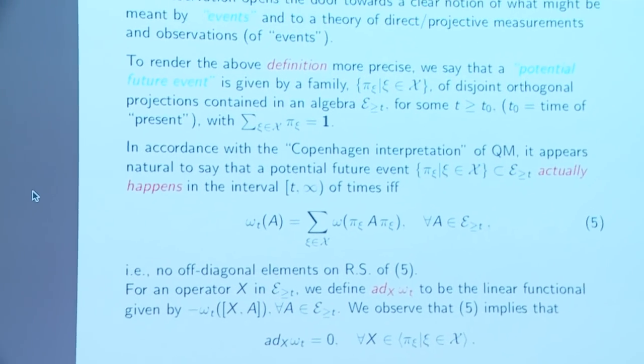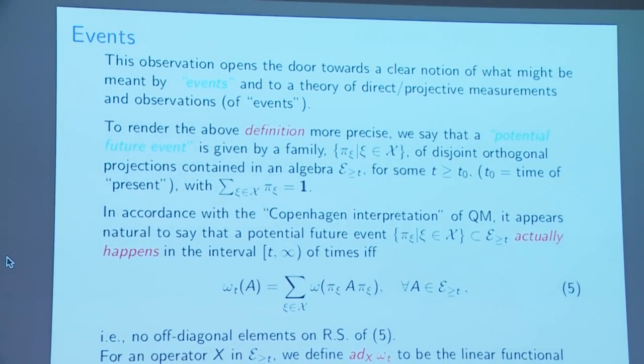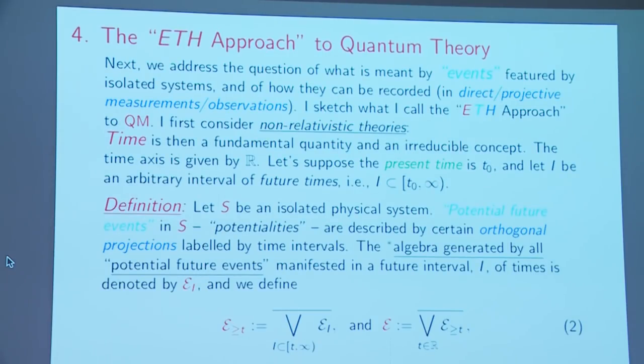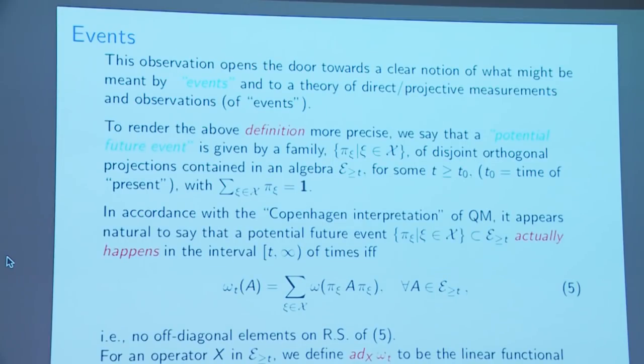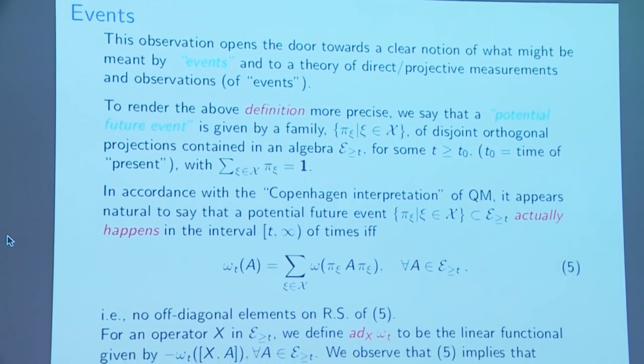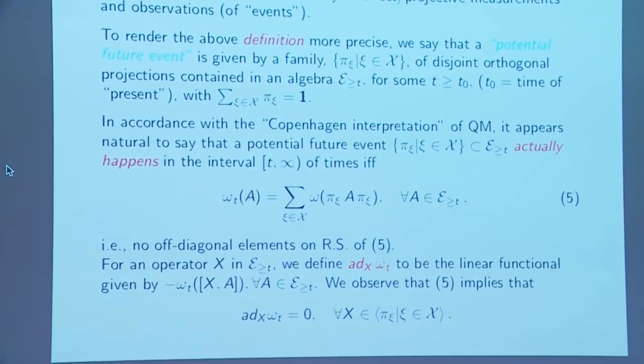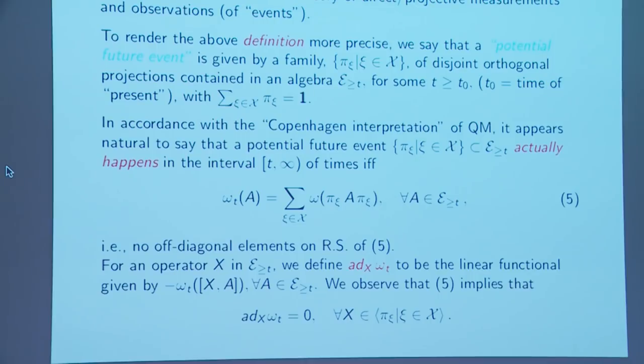All right. So this observation that states restricted to E greater or equal to t tend to be mixed opens the door towards a clear notion of what might be meant by events and to a theory of direct measurements and observations of events. So I defined the notion of potential future events, and I now want to render it a little more precise. So we say that the potential future event that might happen at some times greater or equal to t is given by a family pi sub xi of disjoint orthogonal projections contained in an algebra E greater or equal to t that add up to the identity. Okay, that's a potential future event.